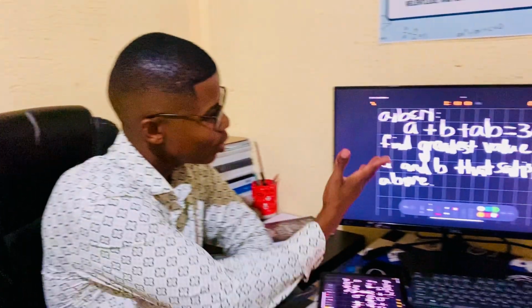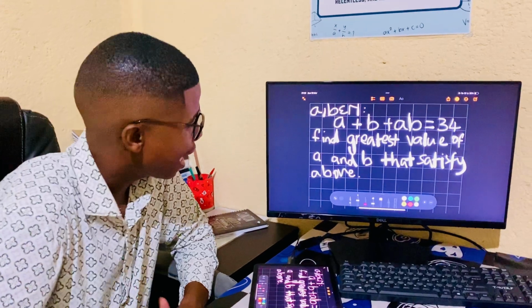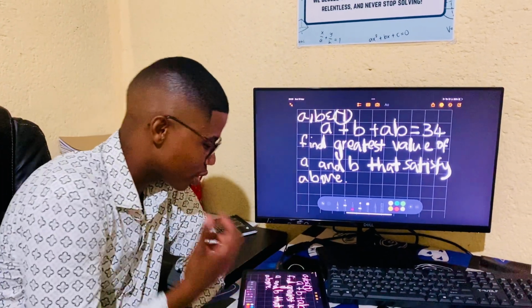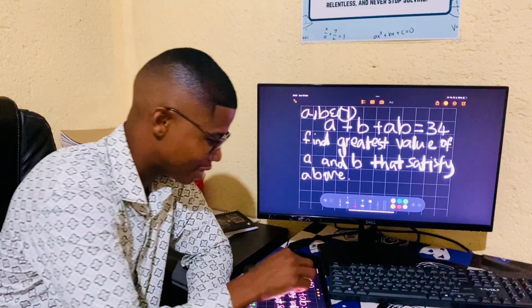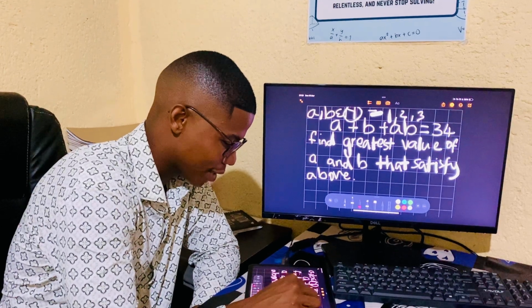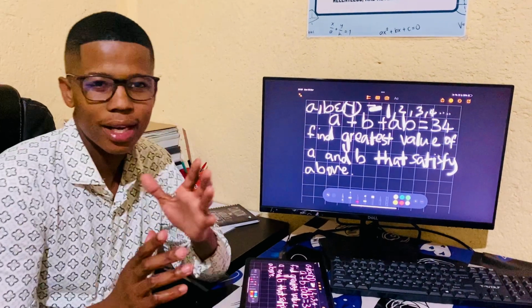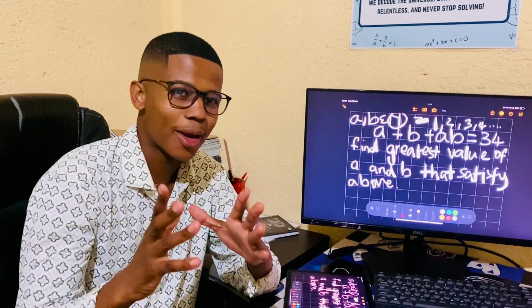Alright, family, let's find the greatest values of A and B, like we're chasing lobola negotiations, but with numbers. Let's get to it. On the screen, we are given that A and B are elements of natural numbers. We all know what natural numbers are. Natural numbers are 1, 2, 3, 4 to infinity. So natural numbers are basically counting numbers, right? We use them to count.